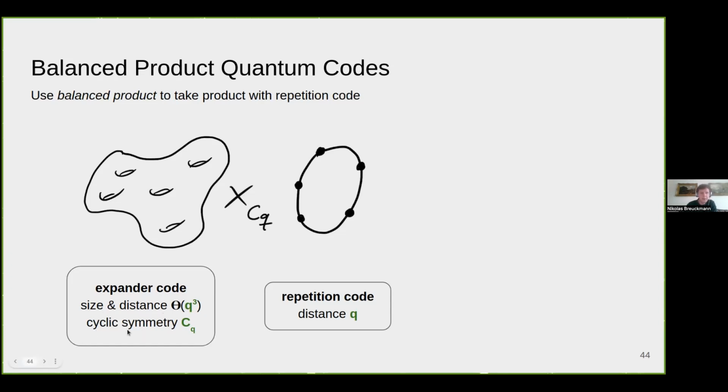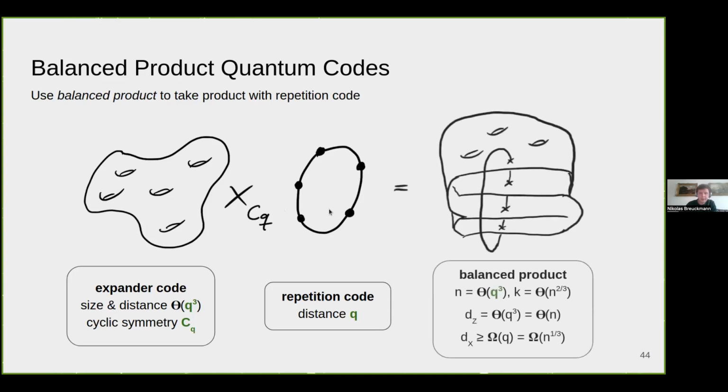And we always know that there will be a cyclic symmetry of order q in this group, just by taking upper triangular matrices. We have obtained this cyclic subgroup. And we can take a repetition code which has distance q, which obviously has this q-fold rotational symmetry. So this means we can define this balanced product. And what we obtain is essentially we take this Riemann surface on which this Cayley graph of PSL2Fq lives, and we wrap it around itself, and then glue in these repetition codes.